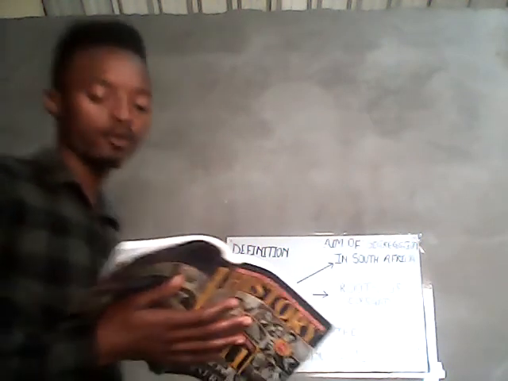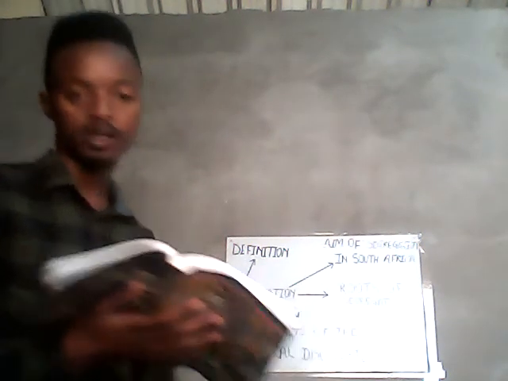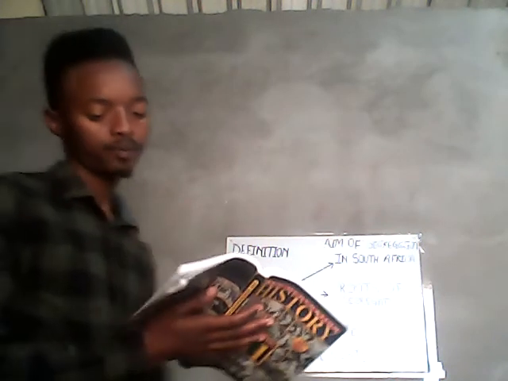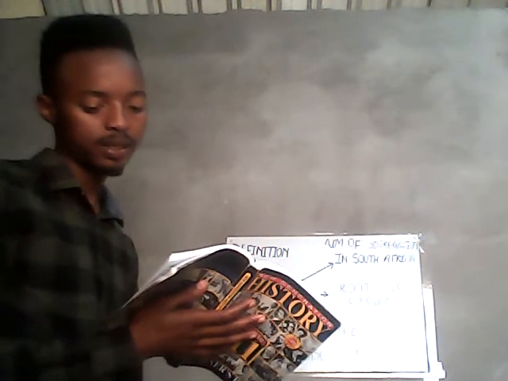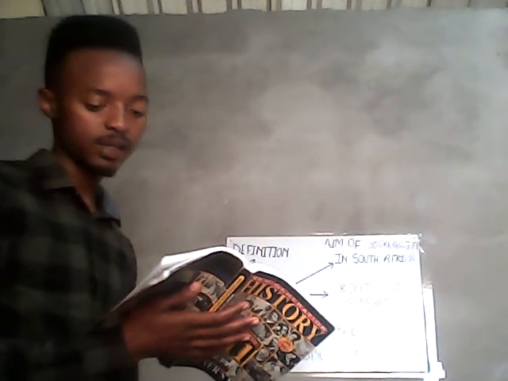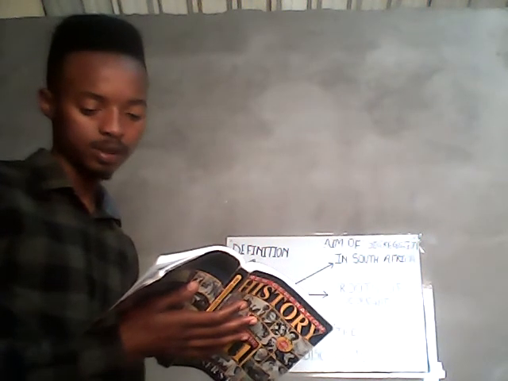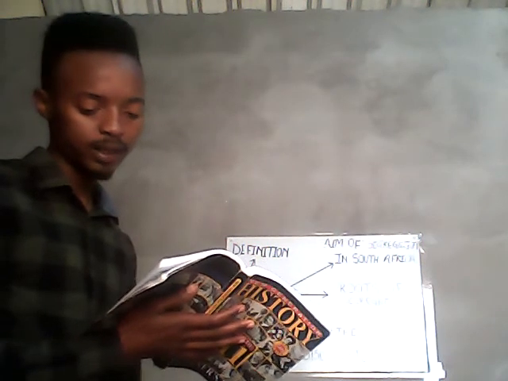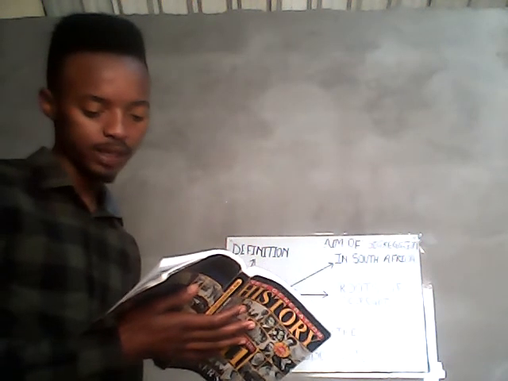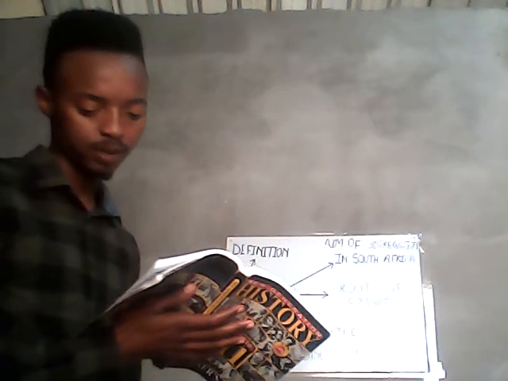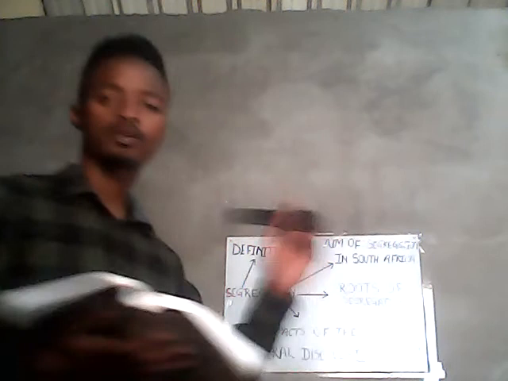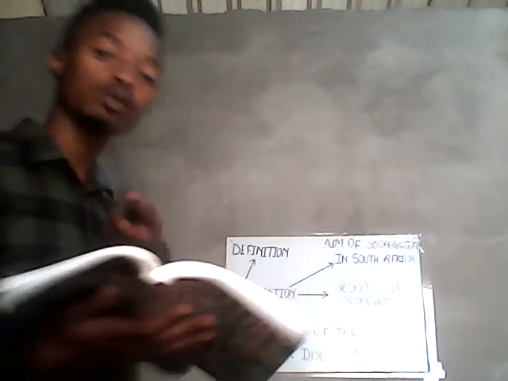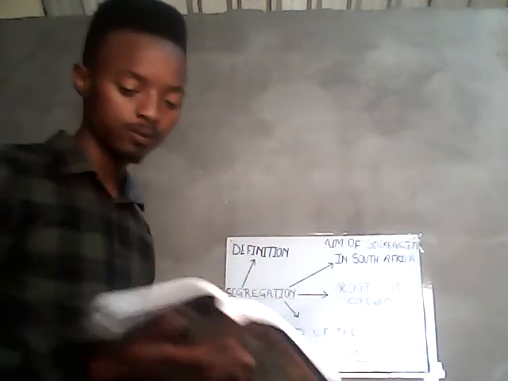Right, moving on, the roots of segregation. In the mid-17th century, white settlers from the Netherlands arrived at the Cape, and the San and the Khoi became dispossessed of land and livestock by the settlers, who used their superior armed force to crush the resistance. So the Khoisan were using spears and stuff, and the settlers were shooting. Obviously they were going to win the war, right?